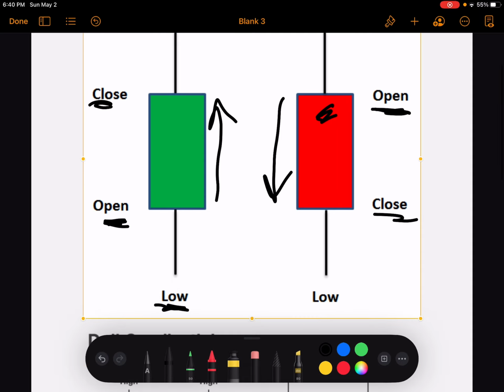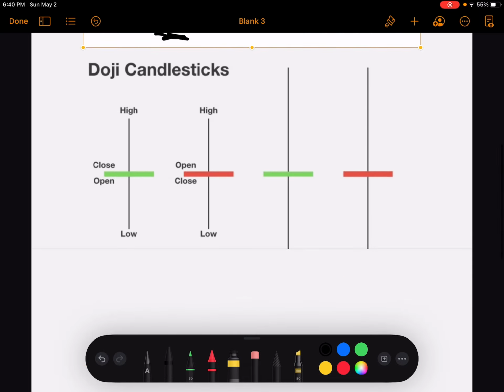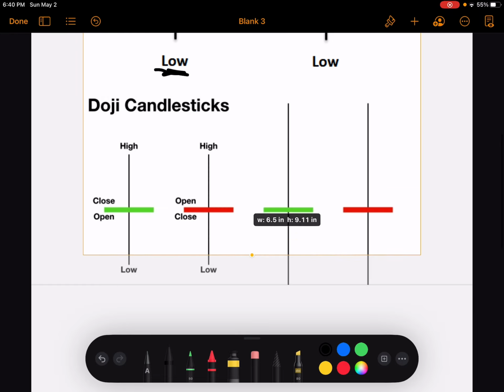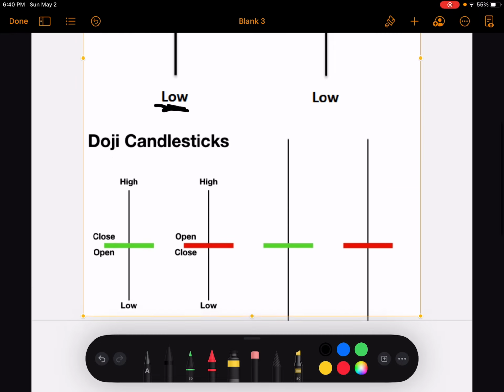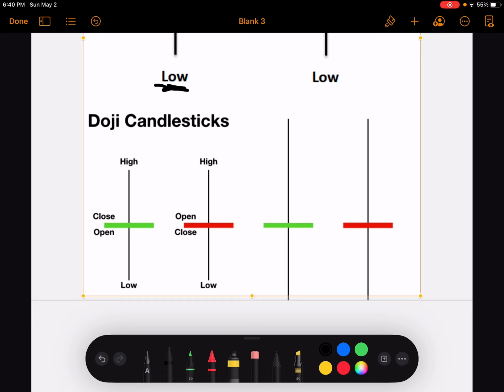Now let's look at the doji candles real quick. Doji candlesticks, let me extend this a little bit. Doji candlesticks pretty much just show a balance in the market. It's not really bullish or bearish, it's really just balance. Price hasn't moved much in that time range. Of course, there's fluctuation between the highs and the lows, but between open and close, price hasn't fluctuated much. It's the same thing: the top of the candle is the high and the bottom of the candle is the low.